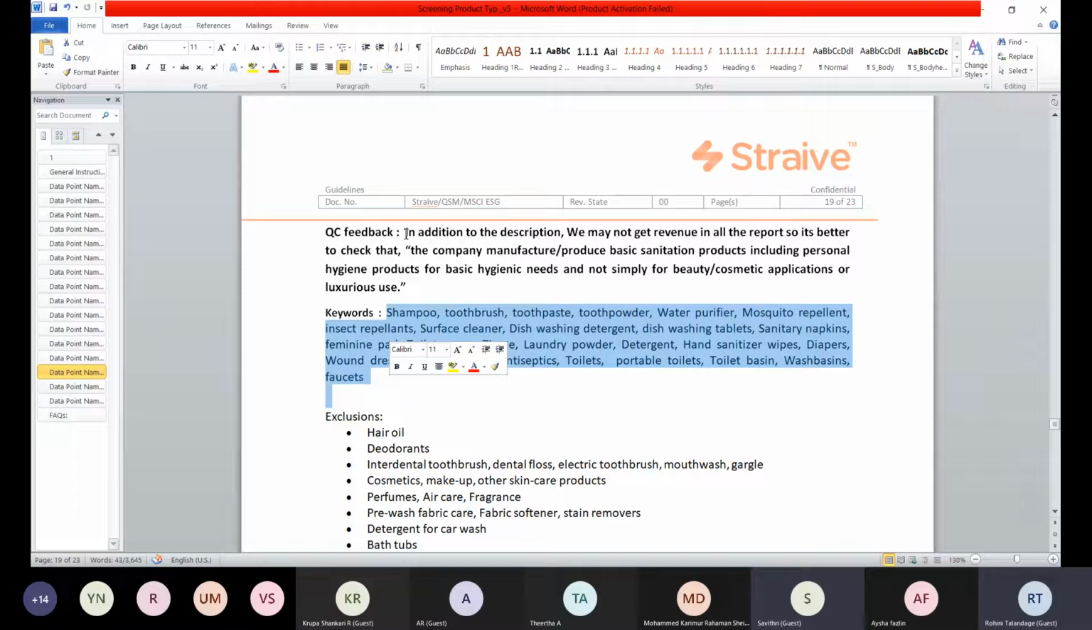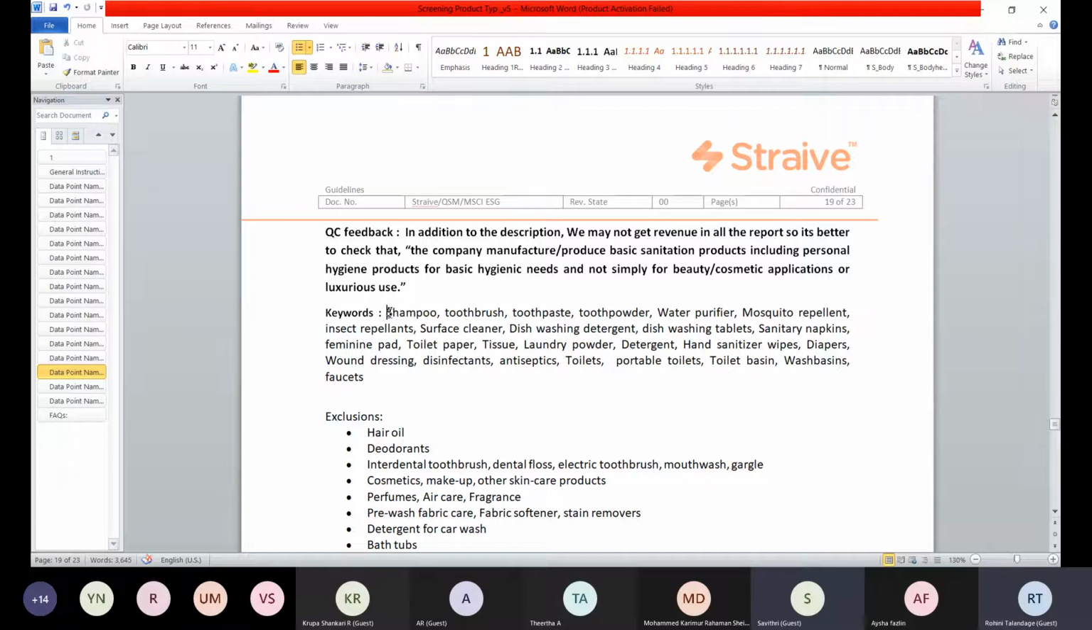Now in CSR reports and all, we don't get revenue details. So in that case, we can check in Google whether that company is manufacturing products which are related to sanitation, like personal hygiene products. Like this you can check in Google also. If you have any doubt, you can just cross check in Google.